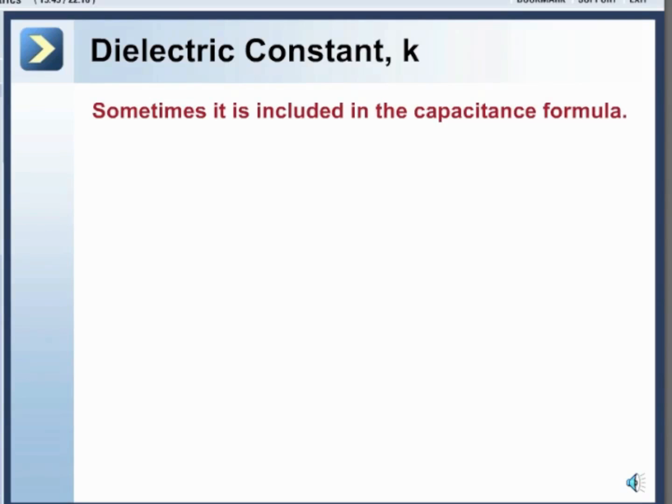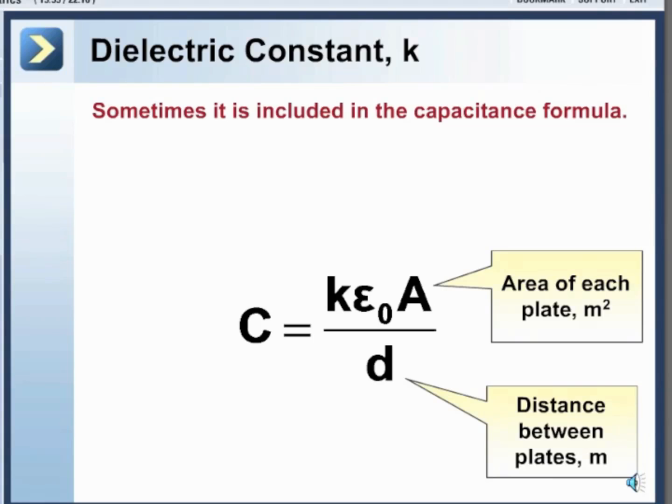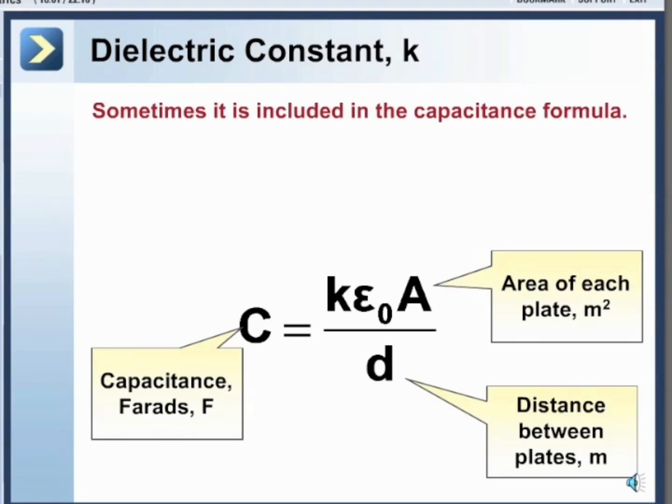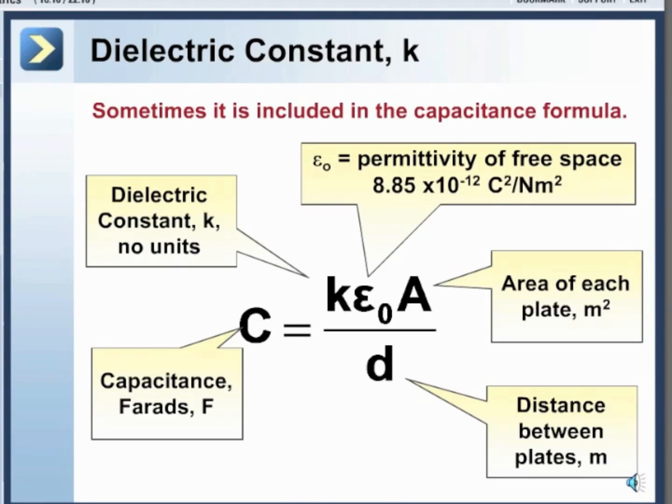Sometimes it is included in the capacitance formula that I already gave you, which was C equals ε₀A over d. Here all we have is that same formula that was already highlighted, so I'm not going to highlight it again. It's just that K is here, and the K shows that the capacitance is enhanced by the dielectric constant. So these are all the elements of the formula when it includes K.